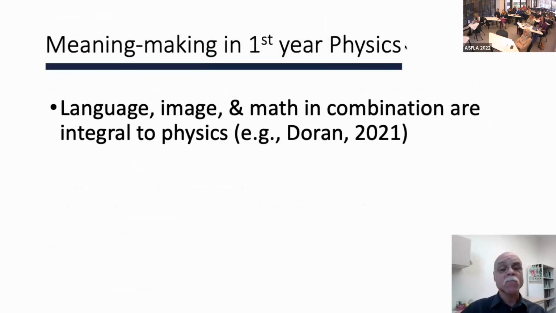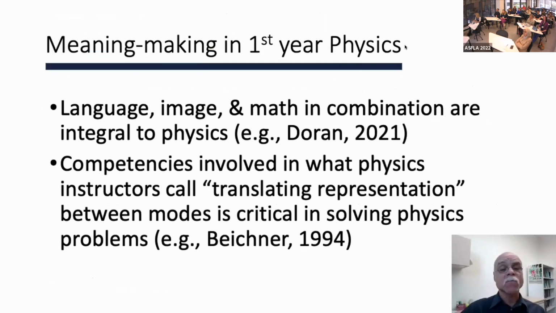Meaning making in first-year physics, of course, involves language, image, and math in combination. And physics instructors and researchers of physics education call this translating representation between modes, and it's critical in solving physics problems.